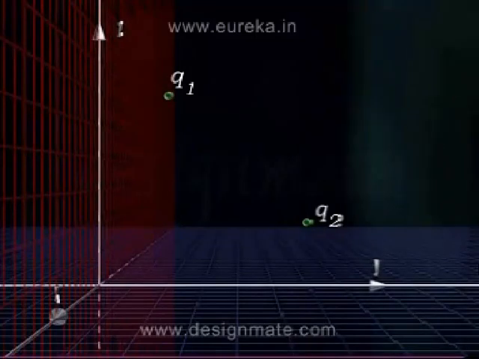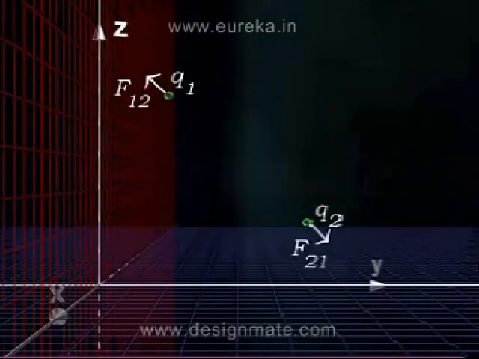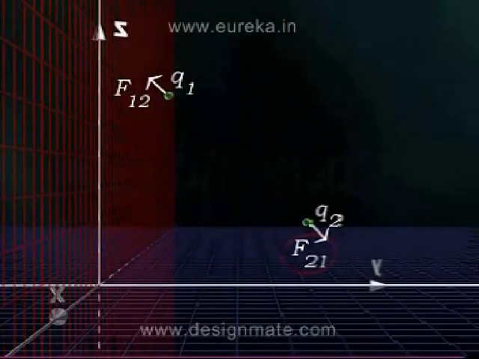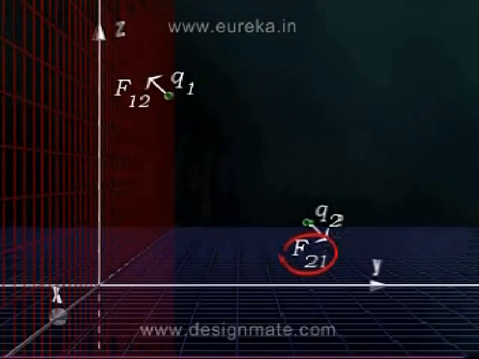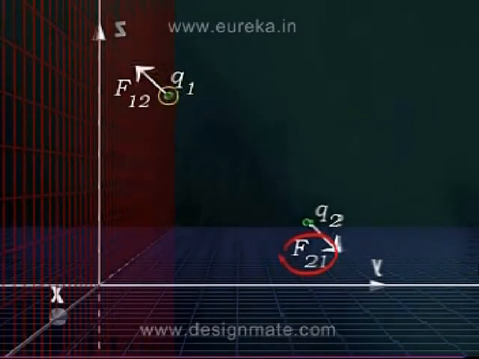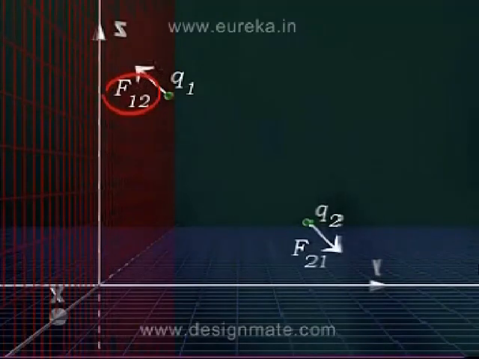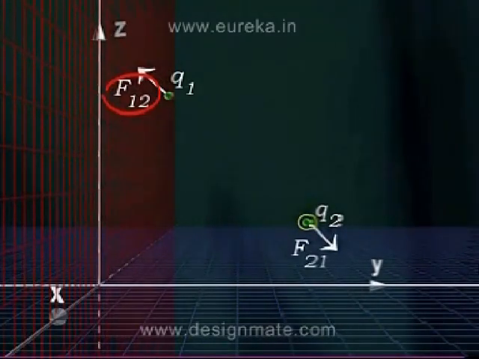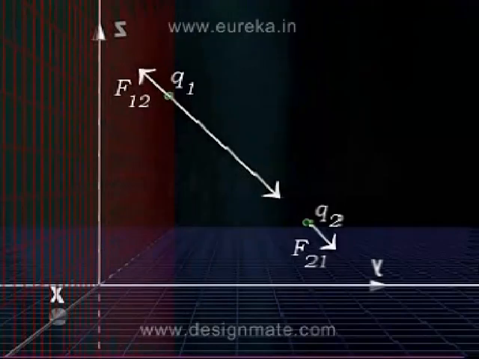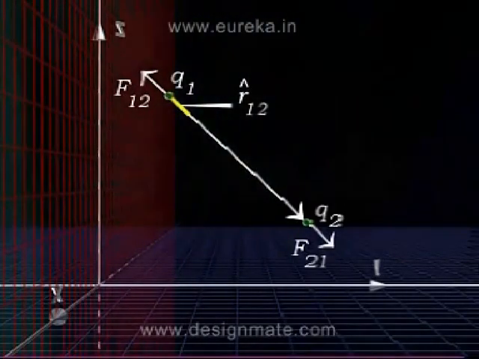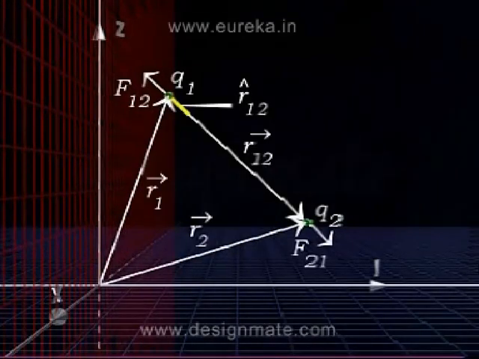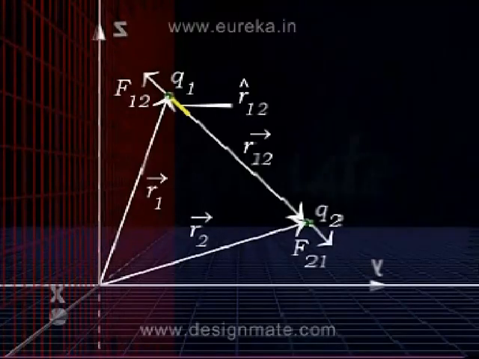Let Q1 and Q2 be like charges. The mutual forces of repulsion existing between them are illustrated in the figure. Here vector F21 is the force on the charge Q2 exerted by the charge Q1, and vector F12 is the force on the charge Q1 exerted by the charge Q2. Note that the unit vector r cap 12 in the direction from Q1 to Q2 is on the line joining both the charges to represent these forces as vectors.